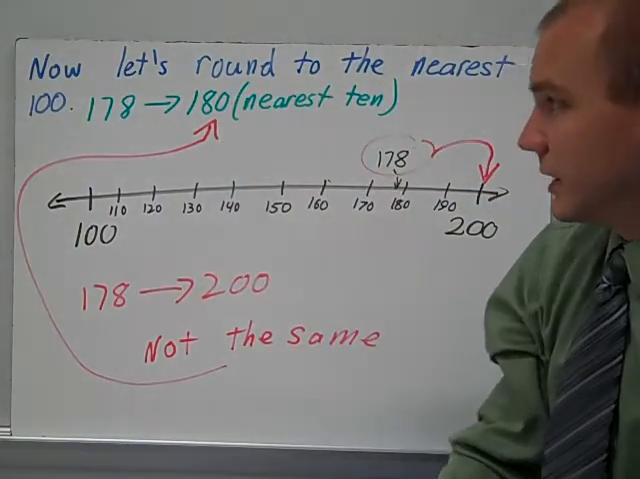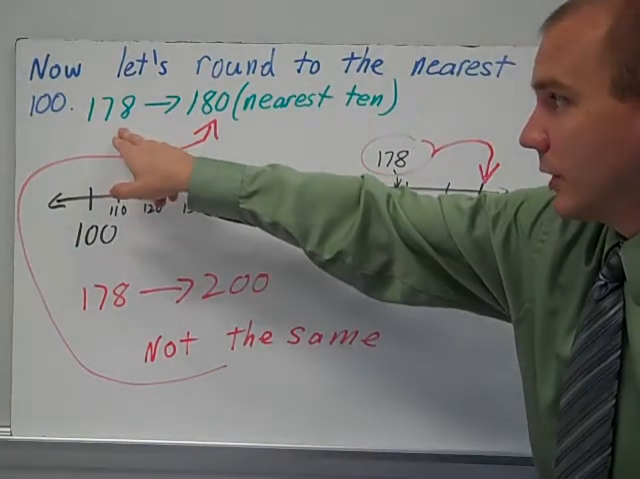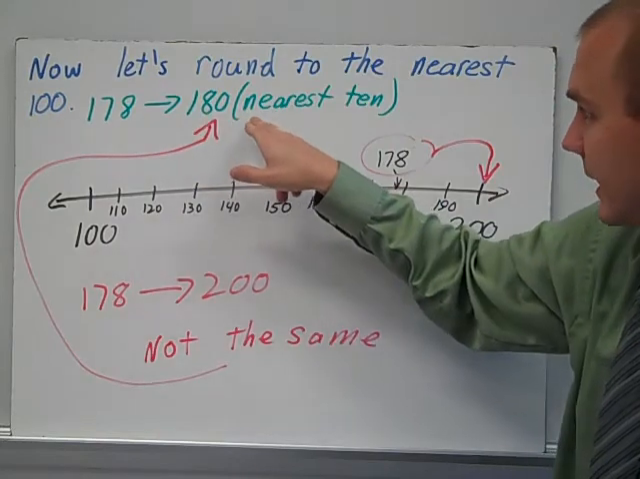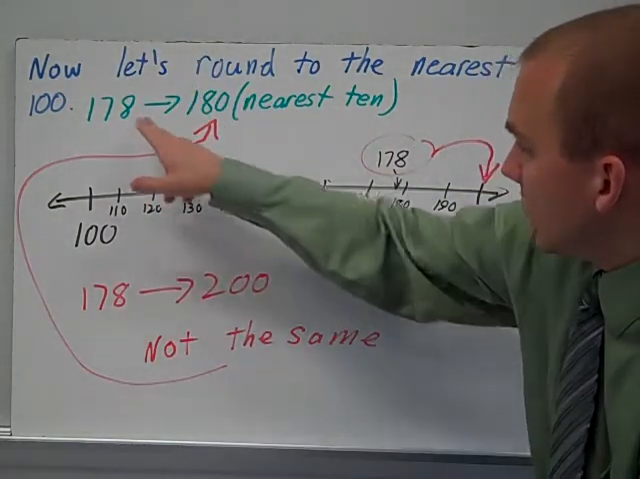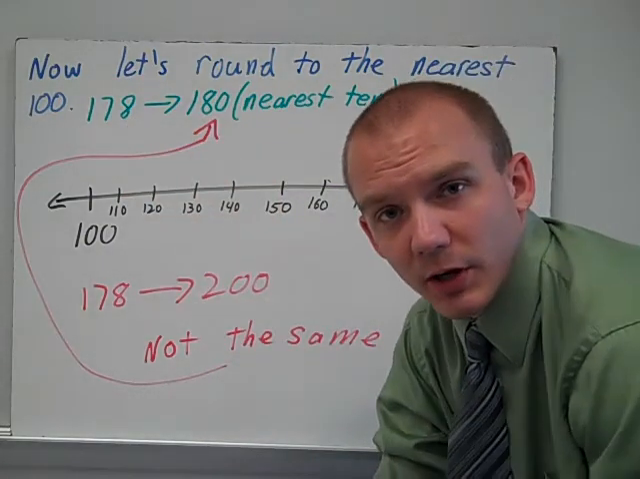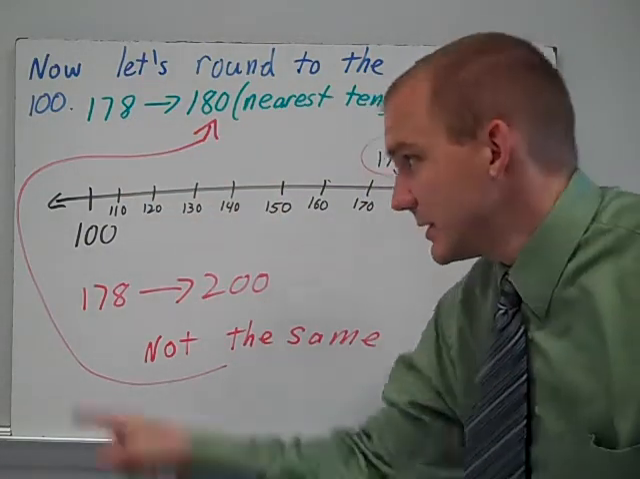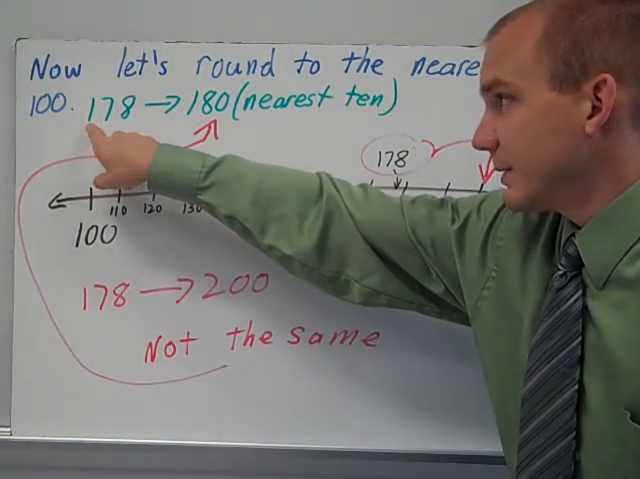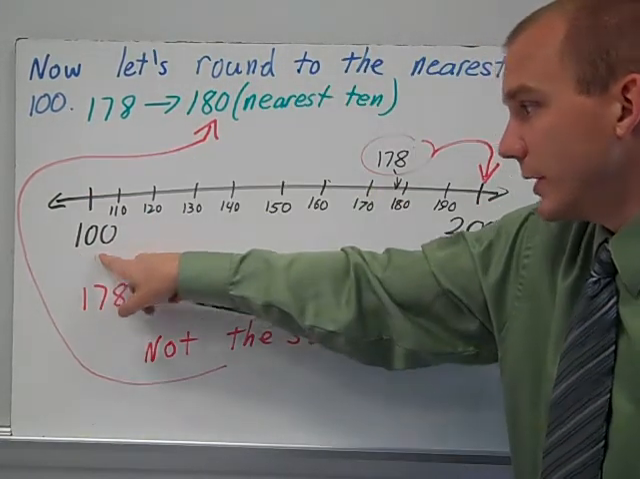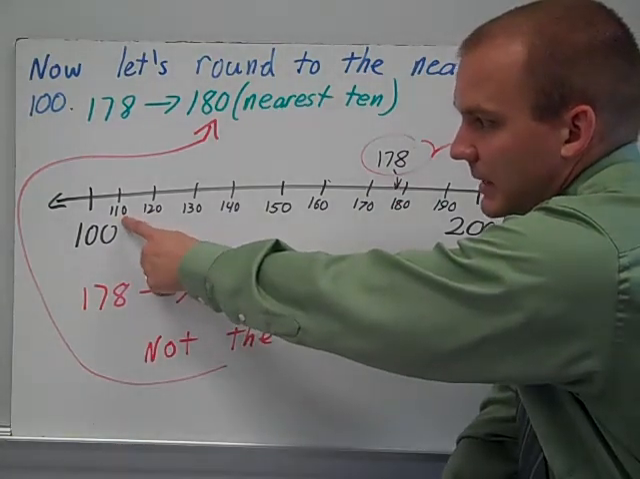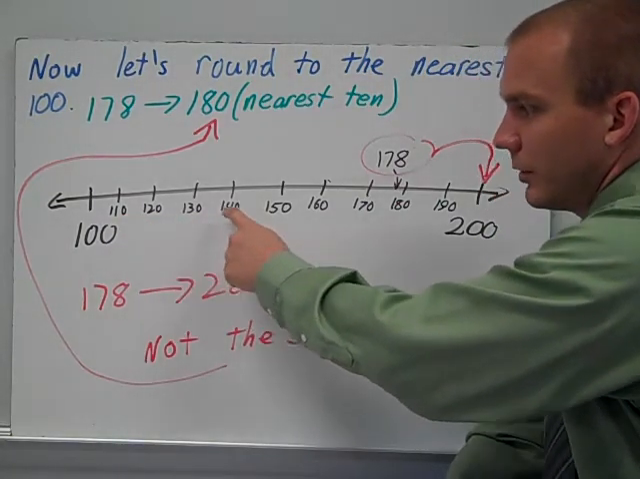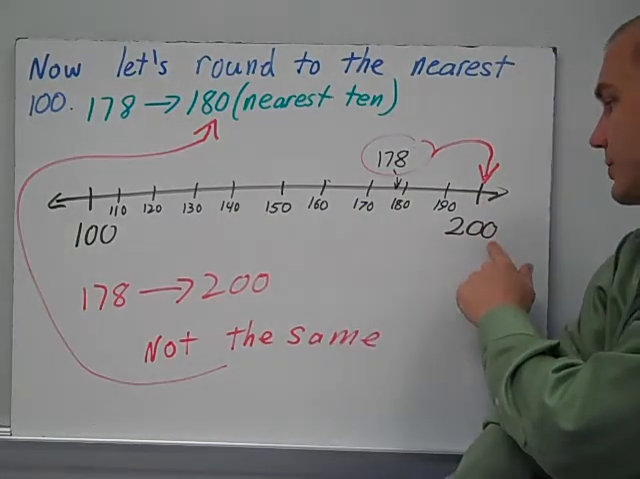Now let's round to the nearest 100. Let's remember, 178 rounded to 180, the nearest 10. We kind of take you through this and come back up here. So, when you round to the nearest 100, you want to come up with your 2 choices. So we have the hundreds place is a 1. So 100 and 200. Then in between, I just counted by tens. 110, 120, 130, 140, all the way up to 200.